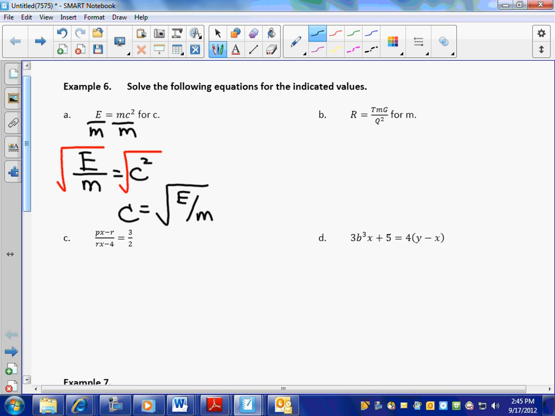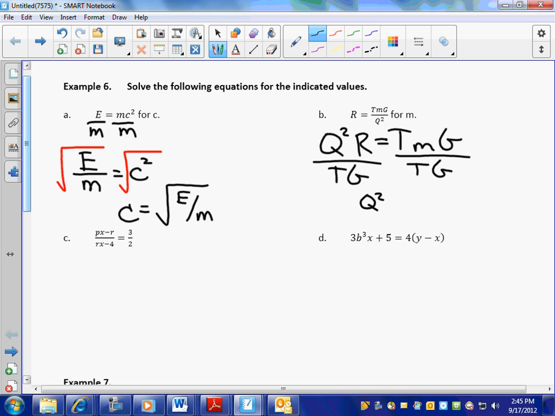Okay, r is equal to tmg over q squared. Solve for m. What are you going to do first? q squared. So q squared times r is equal to tmg. You divide both sides by? Good, tg. Q squared times r over tg is equal to m.